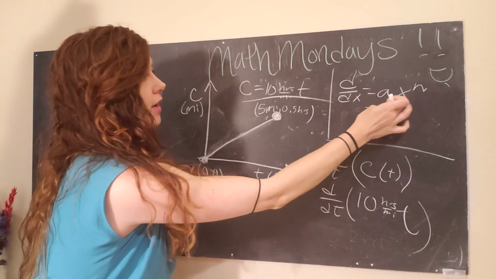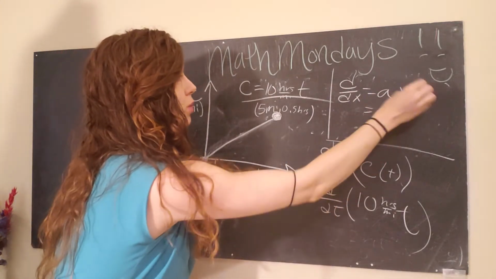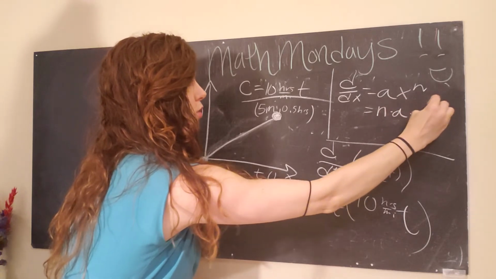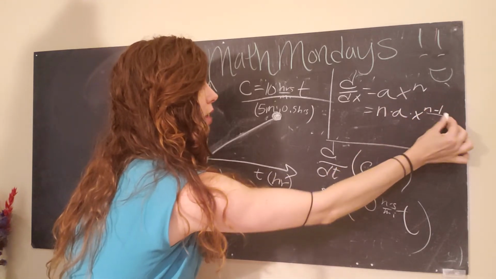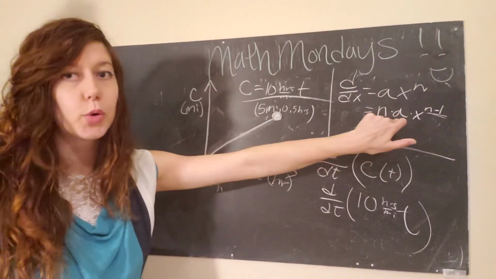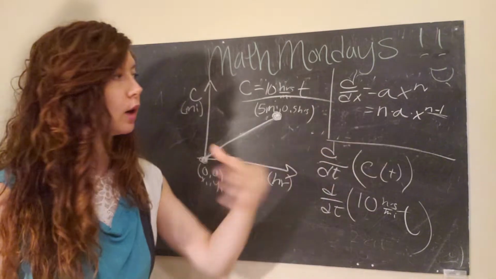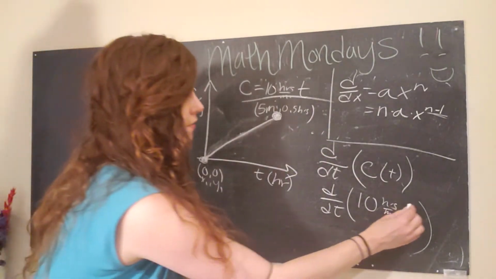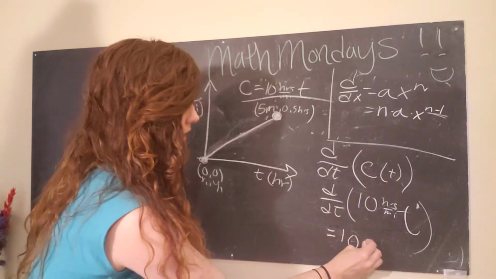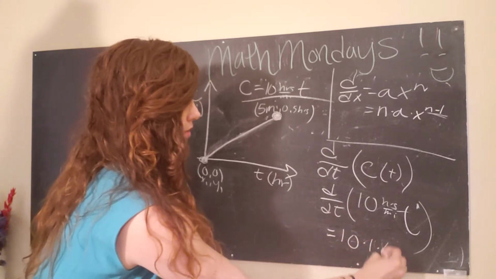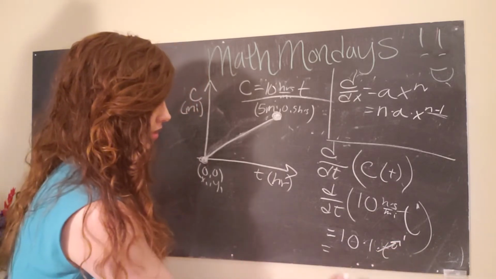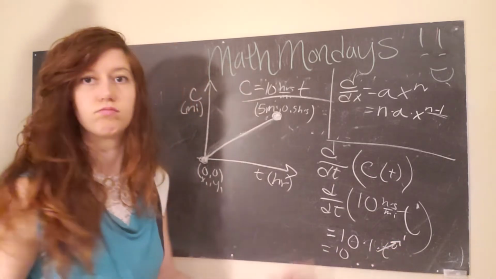So when we take the derivative with respect to x, what we get is we bring n down, so n times a times x to the n minus 1. So we subtract 1 in the exponent, and the exponent comes down to multiply to the front of our variable. So here we have t to the 1, and so this just equals 10 times 1 times t to the 0. And so t to the 0 just goes to 1, and so this equals 10. That's it.